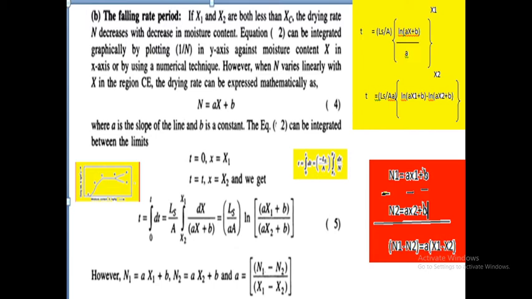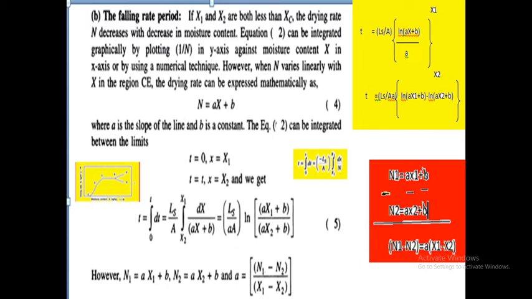Okay. So what is the second equation? Refer to the yellow color box. The second expression, small t is equal to the integration of 0 to t of dt, is equal to minus Ls by capital A, integration of X1 to X2 of dx by capital N. So in this expression, substitute the capital N value. What is capital N? For our case, capital N is equal to Ax plus B. So substitute the fourth expression into the second expression.